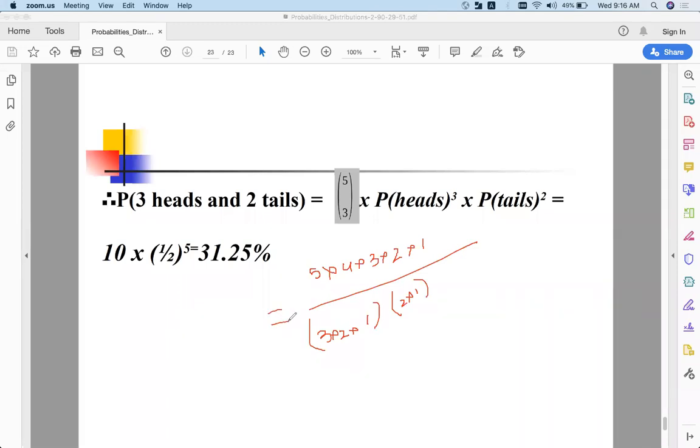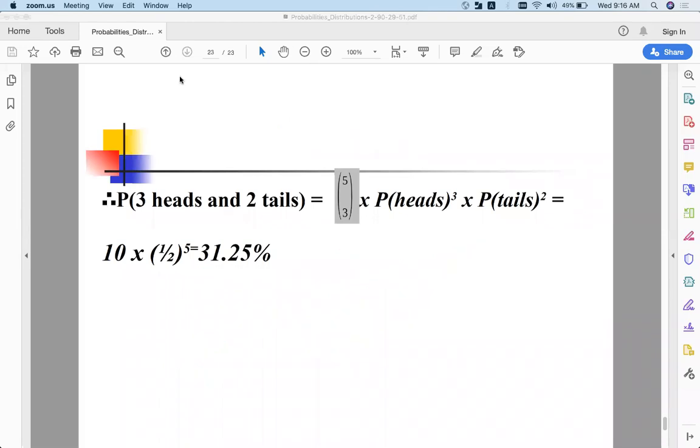Okay, so this is cancelling. The answer is 10 divided by 32. So what it means is there is a 31.25% chance that when you flip a coin 5 times, there will be exactly 3 heads. So that is how you basically find the binomial probability distribution.